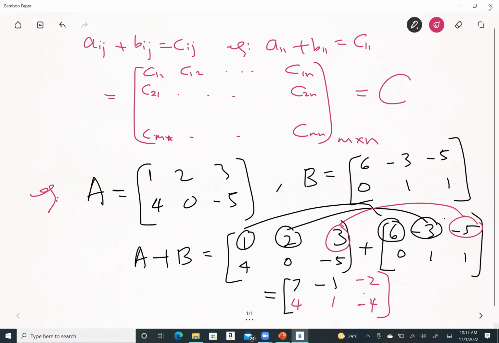Okay. All right. So that would be the addition of matrices. So you got A plus B.